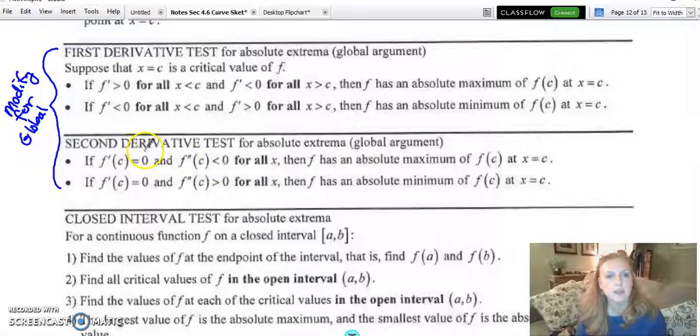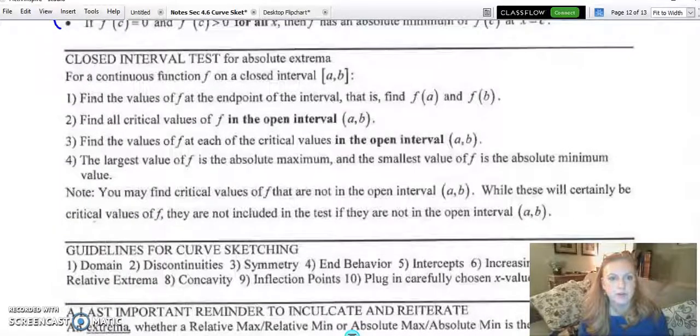You can do the same thing for your second derivative test. If it is only concave up, then it's a global min, and if it's only concave down, then it's a global max. So this gives you a way to modify if you want to find some absolute extrema for the entire graph that you're looking at. Notice this is not on a closed interval, because on a closed interval you have to use EVT and check your endpoints. All right, here's your closed interval test for your absolute extrema.